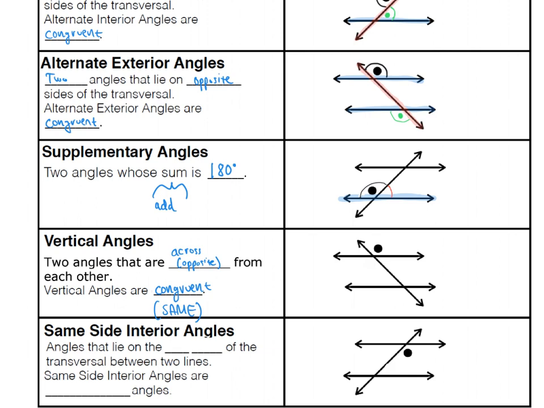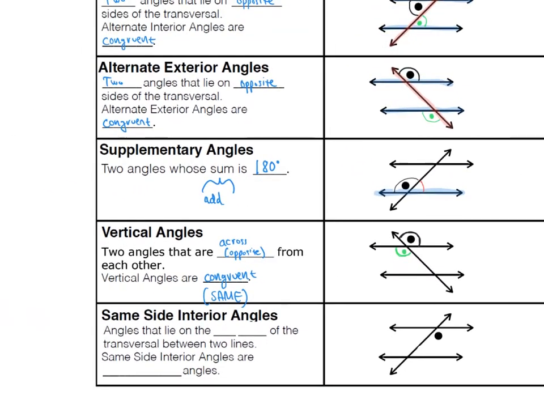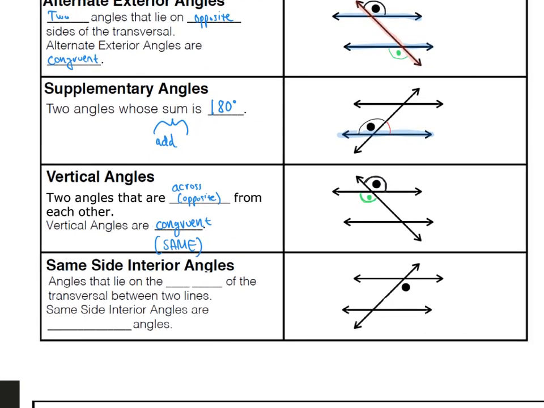All right, so we can see here on our diagram, we have this black dot angle right here. What we mean by across, or what I like to think of as across, is kind of right here, right? It's on the other side of that intersection right there. So these two angles, the black angle and the green angle, those are vertical angles, and they're the exact same angle measure. So we can see they're both obtuse angles. They happen to be the exact same angle.